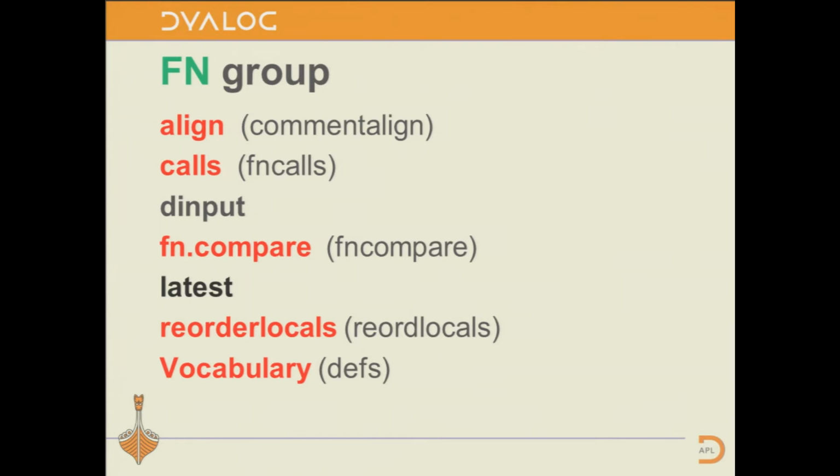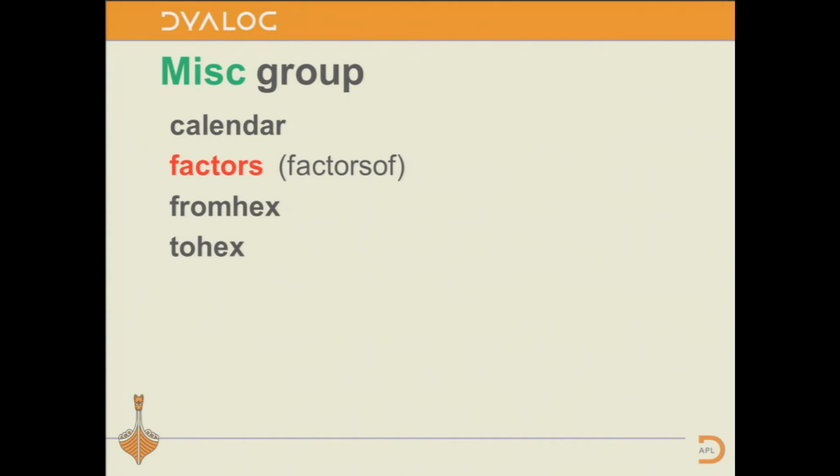Fun compare will compare two functions. Latest will give you the latest functions that have been modified in your workspace. Reorder locals will just reorder the locals in your functions. Vocabulary will give you all the one-line defns in your workspace. Miscellaneous, you have a calendar, which gives you the calendar of the month or whatever month you want, the factors of a number from X to X, some utilities there.